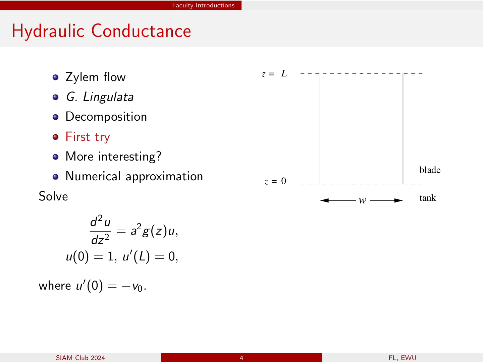Now, we weren't exactly satisfied with this approach, so we thought a more interesting approach might be a second model of the geometry of the leaf, where instead of assuming that the geometry of the leaf is rectangular, we assume that the geometry of the leaf is triangular. So in this model, instead of a function g that's constant, we have a function g that looks like some sort of first order polynomial in the variable z.